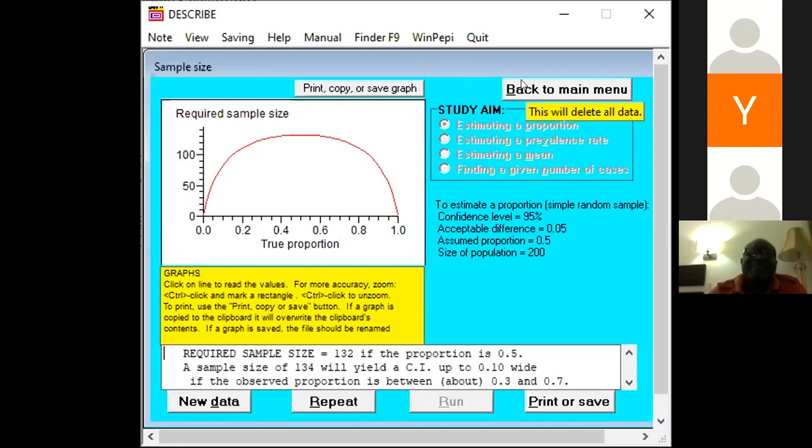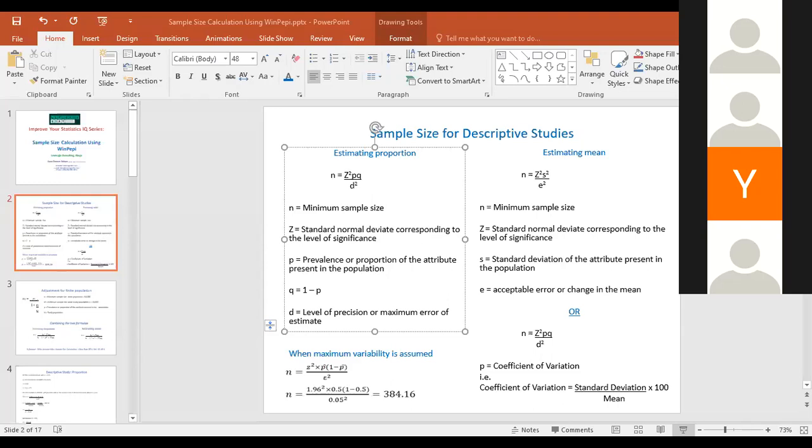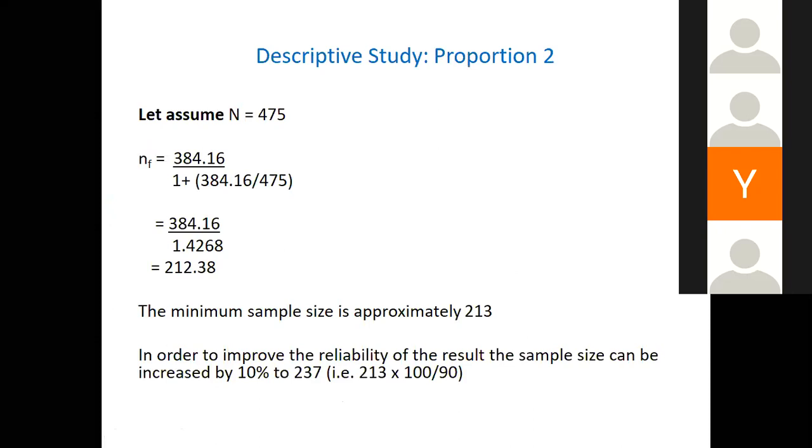Now, I see some scenario I want us to look at. Let's assume that the same thing, the population is 475, and you also want to adjust for 10% or any percent attrition or non-response. The way you calculate it, look at this one: 213 divided by 1 minus the attrition. If attrition is 10, you divide by 0.9 or 100 over 90. Can you see? So it will now give you 237.